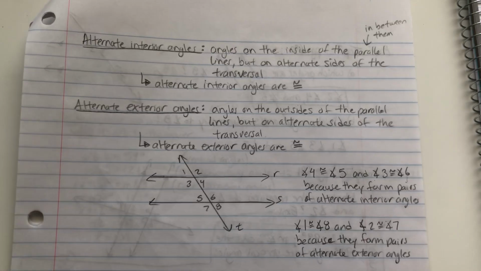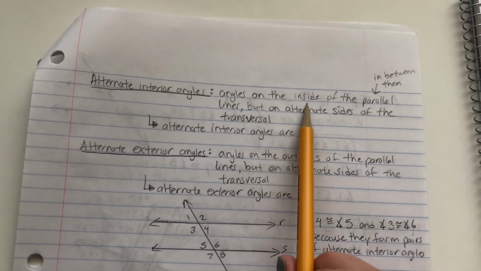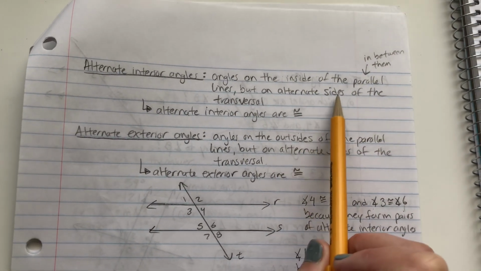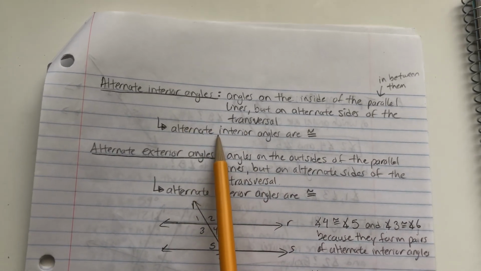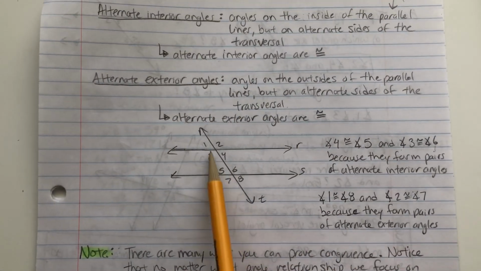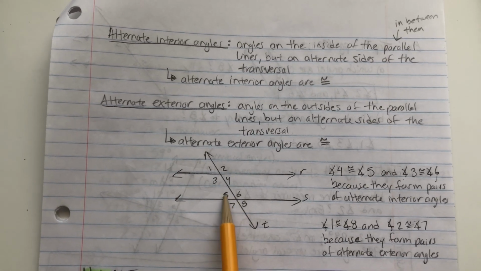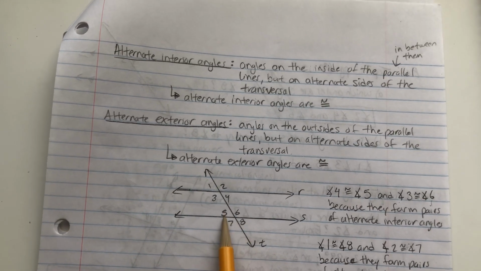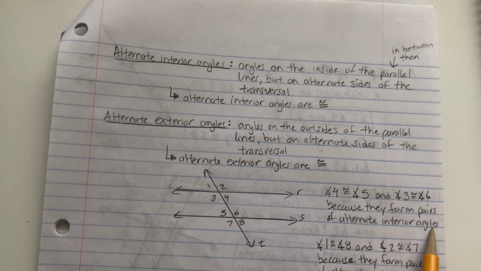Okay, so here we have alternate interior angles. What this means is that the angles on the inside or in between the parallel lines, but on alternate sides of the transversal, are alternate interior angles, and they are congruent. So if we look down here, angle 4 and angle 5, they're on the inside of these 2 parallel lines, but they're on alternate sides of the transversal itself. So those would be considered alternate interior angles.